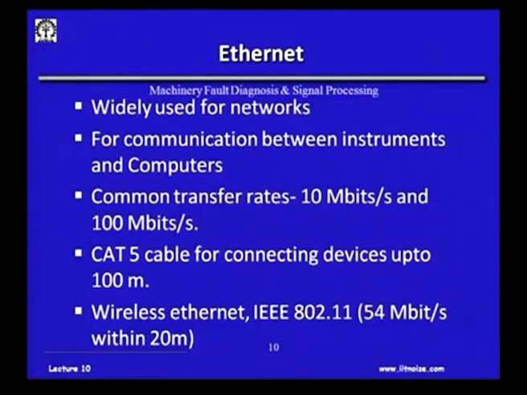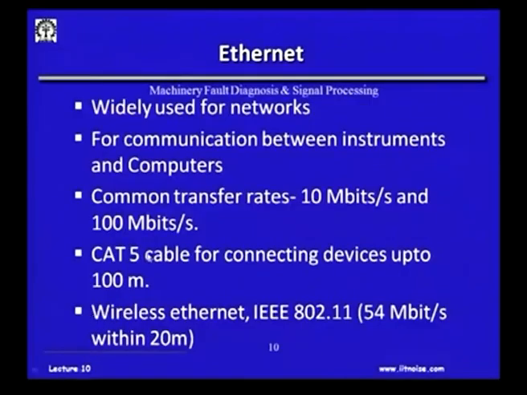Of course, nowadays Ethernets are also being used for digital data communication between instruments and between networks, and they have common transfer rates between 10 megabits per second and about 100 megabits per second. But there is a limitation on having data transfer at such high rates. Particularly, if I am using a Cat5 cable for connecting devices, we can have a maximum of 100 meters.